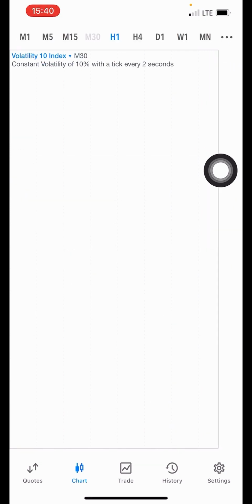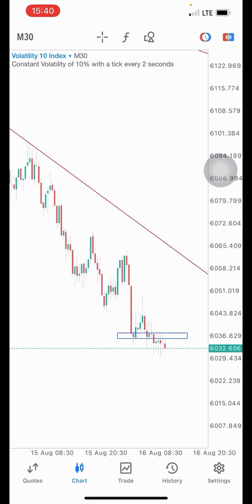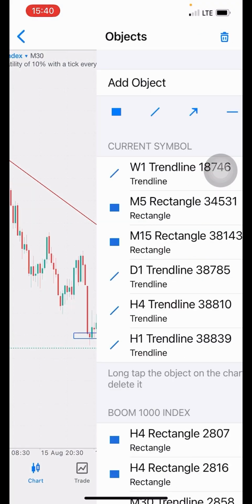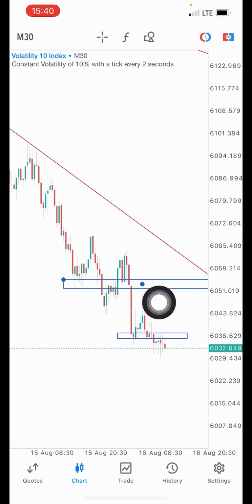Now let's step down to the 30-minute time frame. Here on the 30-minute time frame, like I said, I want to get something that will go in quick and out, so I don't want to waste time. This is what I'm seeing. I'll be using our support and resistance zones now. Here you can see that there is a support and resistance zone around this area.